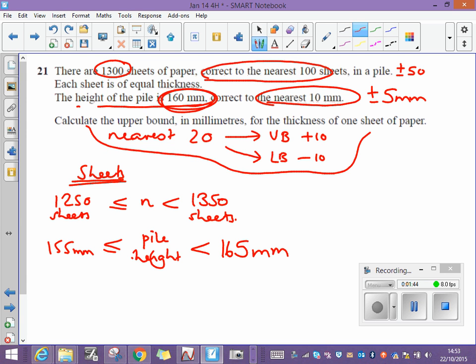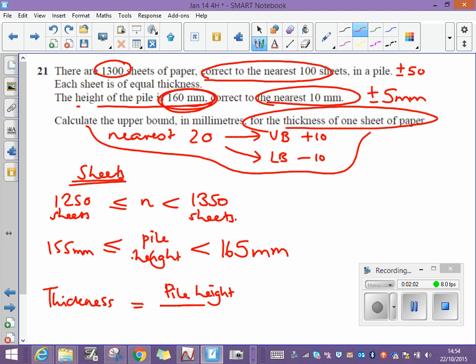Now we're asked to find the upper bound, so that's the largest possible value for the thickness of a sheet of paper. Now to find the thickness of one sheet, we are going to have to divide the pile height, so the height of the whole pile, by the number of sheets of paper, so the number of sheets.